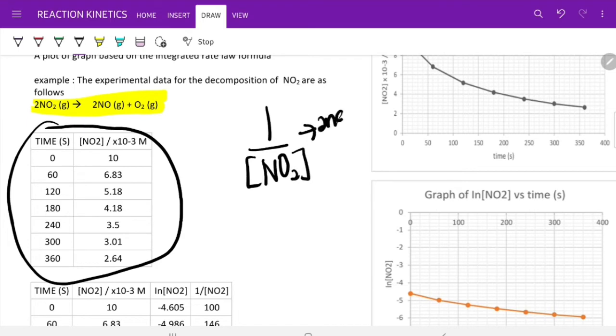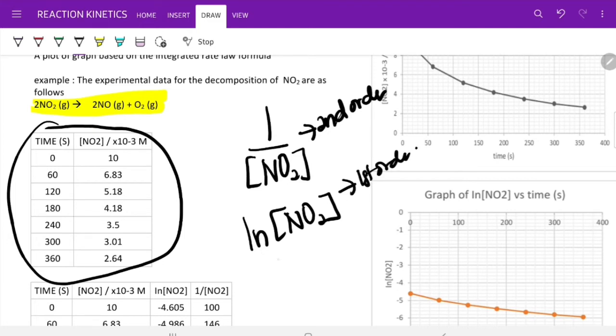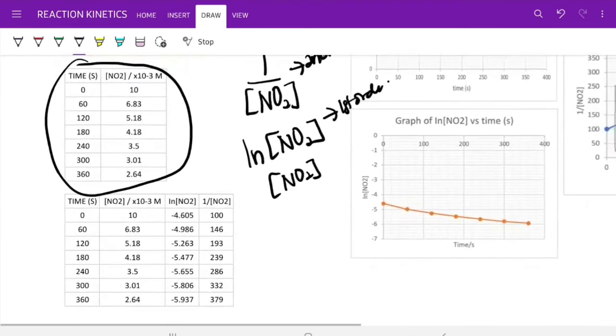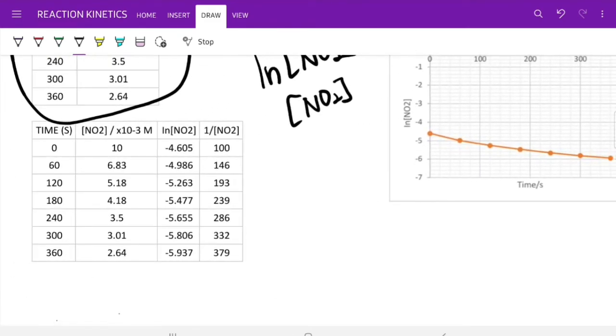So this is for your second order. If it's a first order, it's ln concentration of your nitrogen dioxide. So this is first order. And if it's a zero order, you can just simply continue with nitrogen dioxide concentration. For you to be safe, and it makes your life easier, you need to first start by calculating all that required information before you proceed with the sketching of the graph, just like what I did here. So I calculate ln nitrogen dioxide concentration and then 1 over nitrogen dioxide concentration.